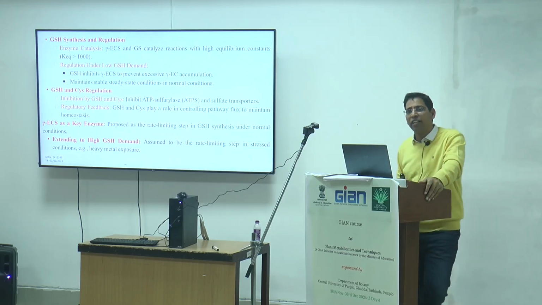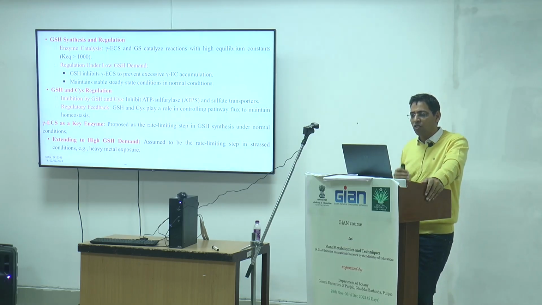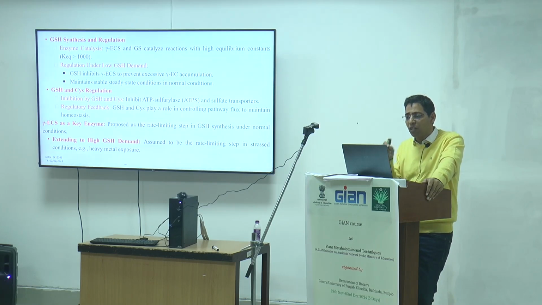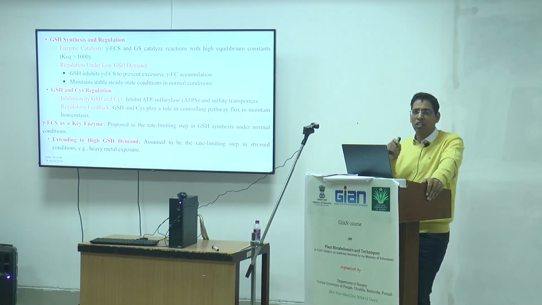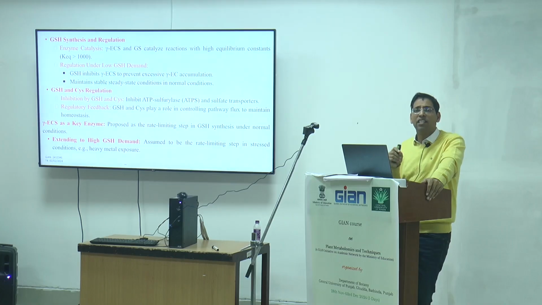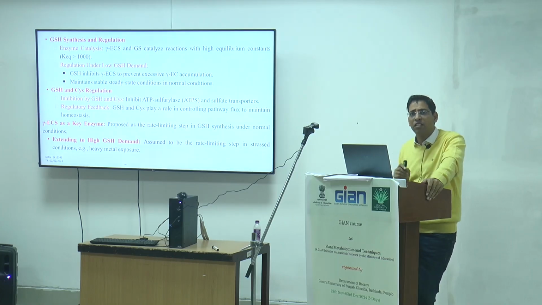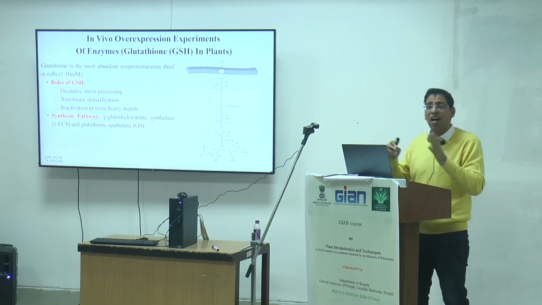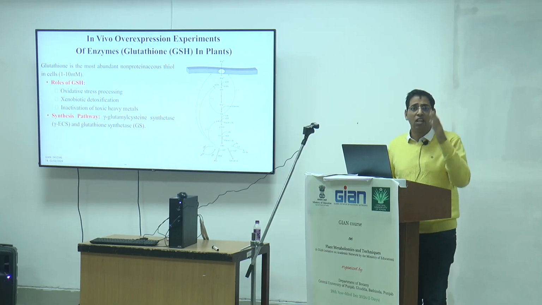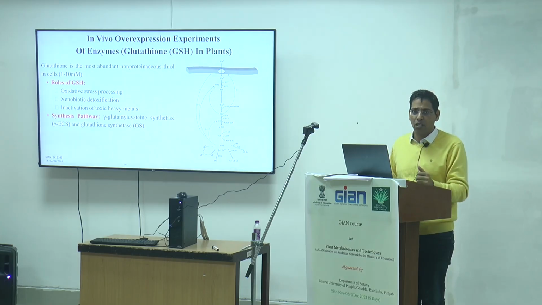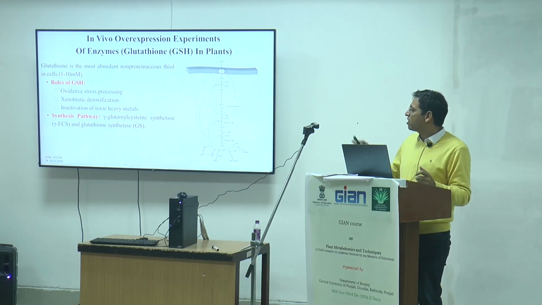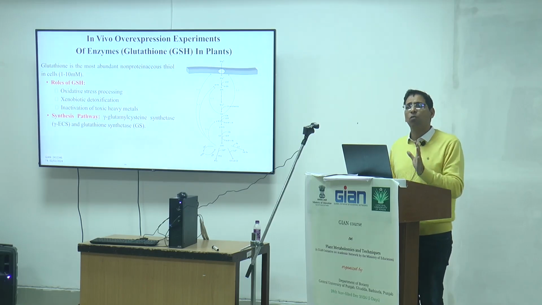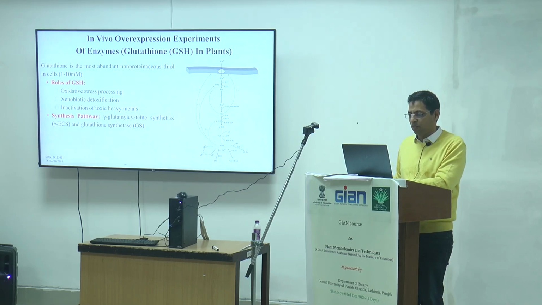So we can extend it to the high demand of glutathione. We assumed that we have to manipulate this biosynthetic pathway, these particular steps, if we really want to improve glutathione in a particular condition, that is heavy metal exposure, biotic stresses, or other abiotic stresses also. So on the basis of all this biochemical analysis, you can understand which enzyme gives better information with respect to flux analysis. Here we finally identify that this enzyme is the key regulatory enzyme, and we have to proceed with this particular enzyme.